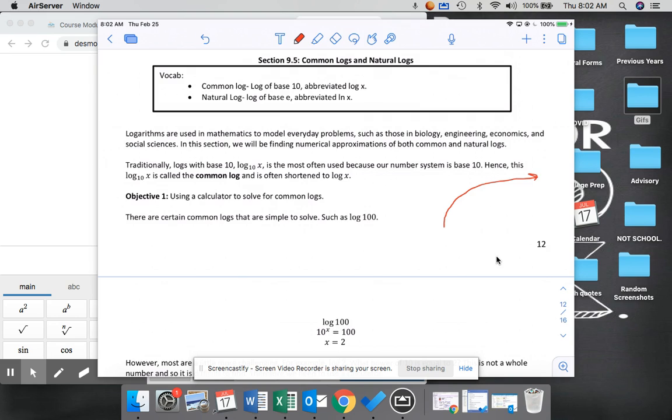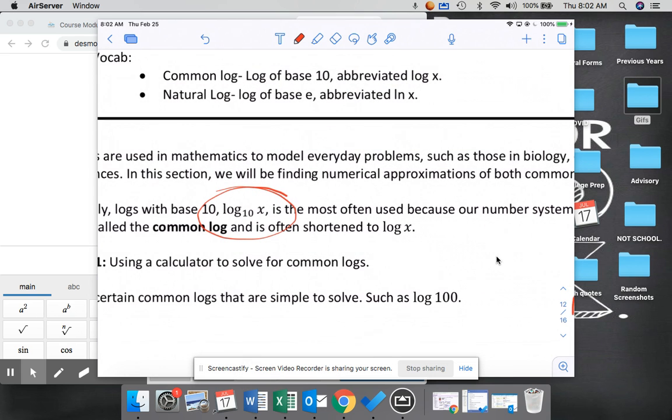Now, even more so, there is a certain log that is used so often it has actually dropped its base: log base 10. So if we recall, what does this expression mean? Log base 10 of 100 says what power of 10 is going to get you 100? That is equal to 2.